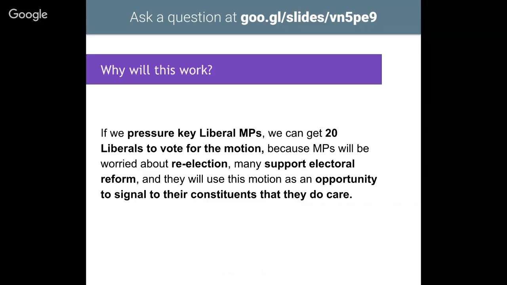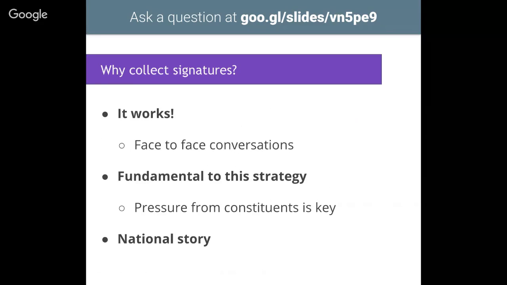And so that brings us to the question, like, why actually collect signatures? Why is this strategic? And the first reason is that this works. At Leadnow, we send out emails, we do phone banking, and we do a ton of face-to-face conversations. Both from our own experience, but also from a lot of research that's been done in the States, face-to-face conversations are way more likely to get people to take action than receiving an email asking them to sign something or receiving a phone call. It's really having that face-to-face interaction, someone to explain it to them, that leads to more people taking the action that we're asking.